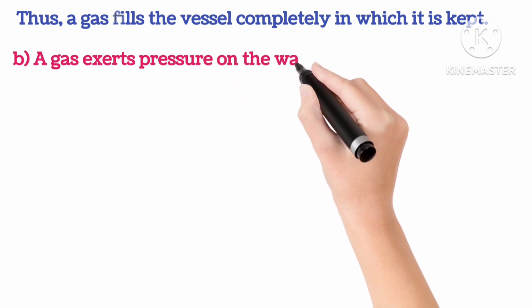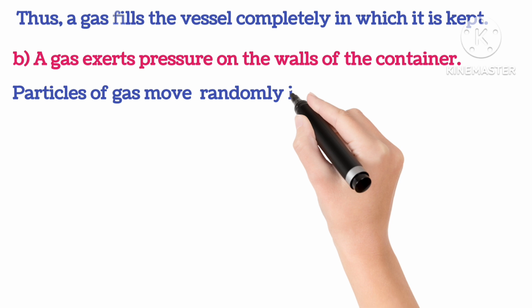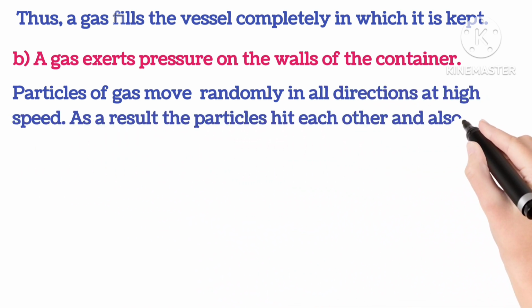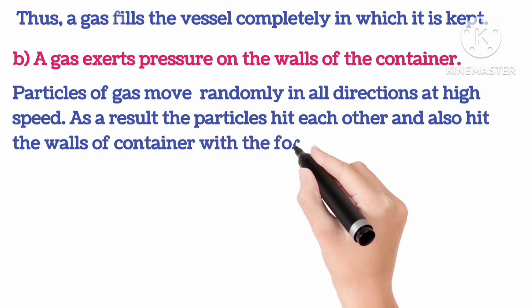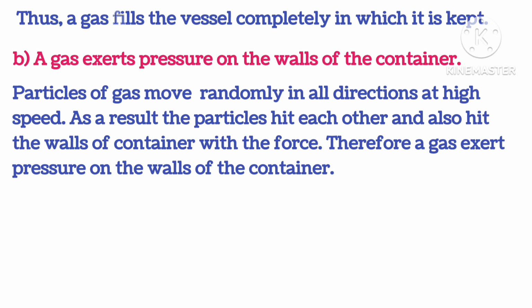A gas exerts pressure on the walls of the container. Particles of gas move randomly in all directions at high speed. As a result, the particles hit each other and also hit the wall of the container with force. Therefore, gas exerts pressure on the walls of the container.